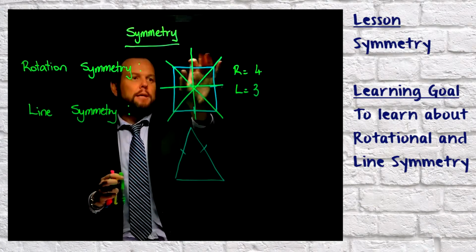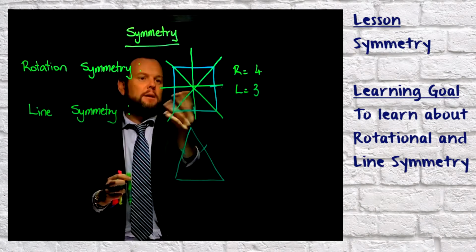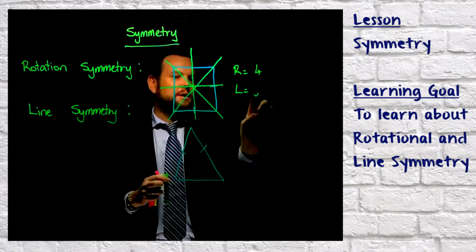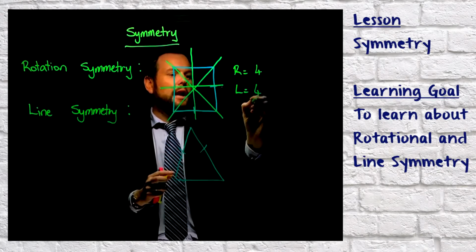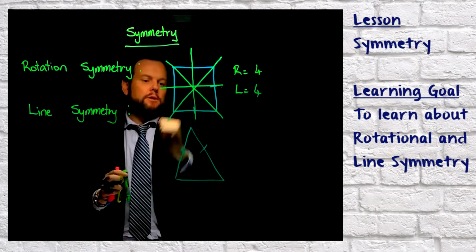I know that it comes out here at 1, 2, 3, 4, 5, 6, 7, 8. Oops, I've missed one. 1, 2, 3, 4. It's got a line symmetry of 4. And I know that it comes out at 8 different points, but we look at the individual lines.